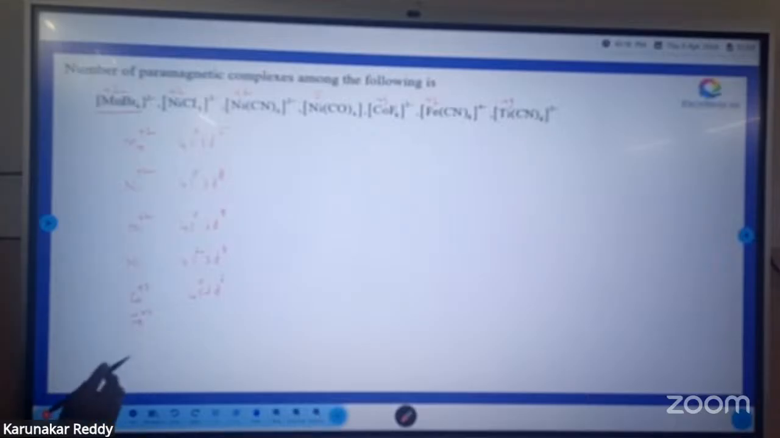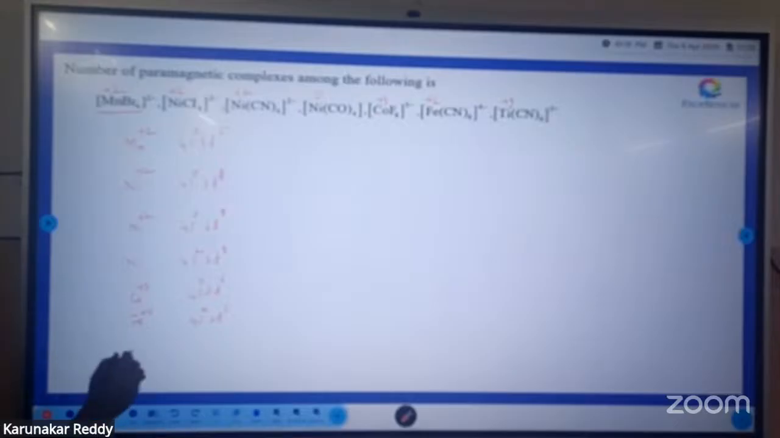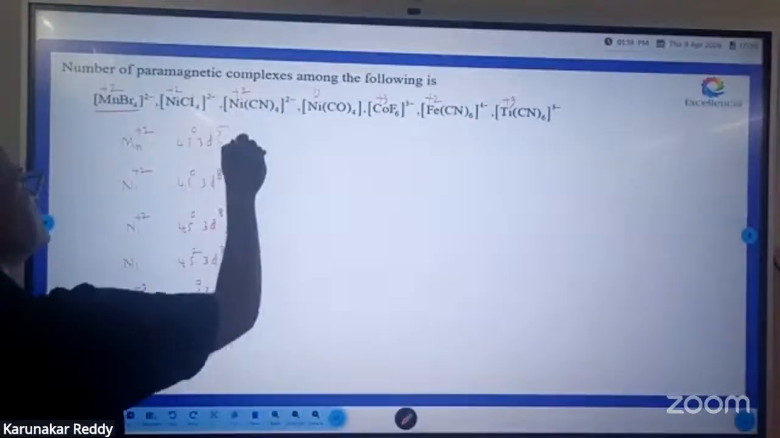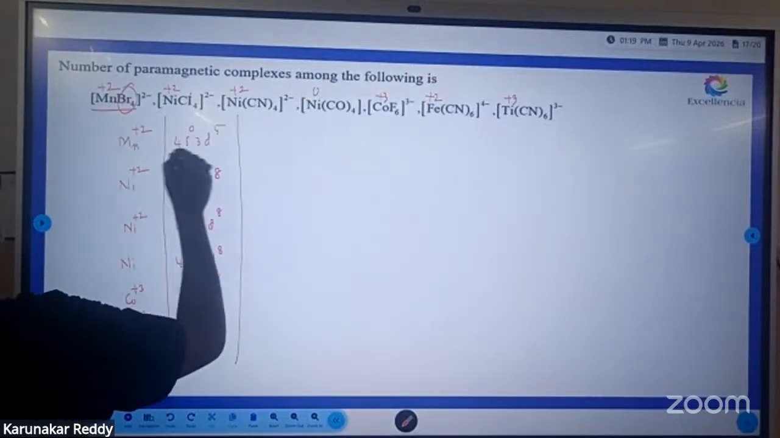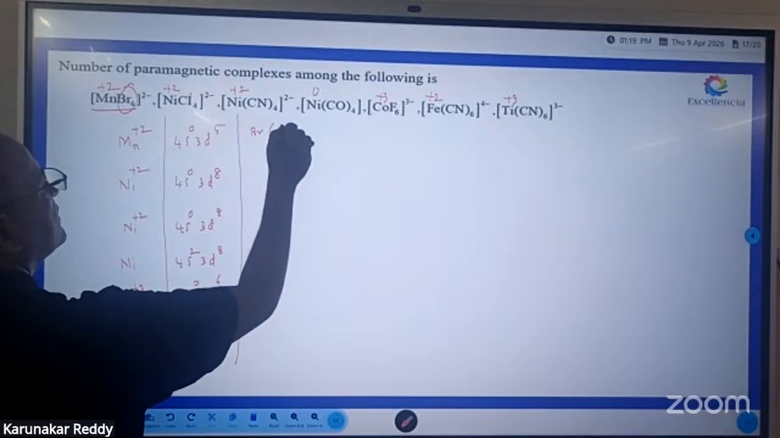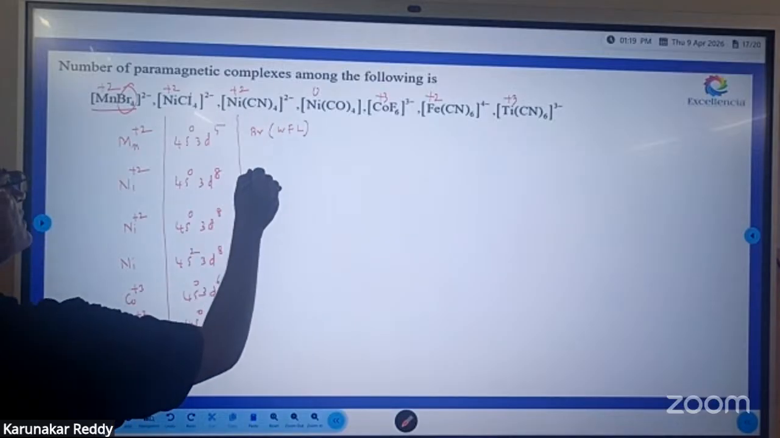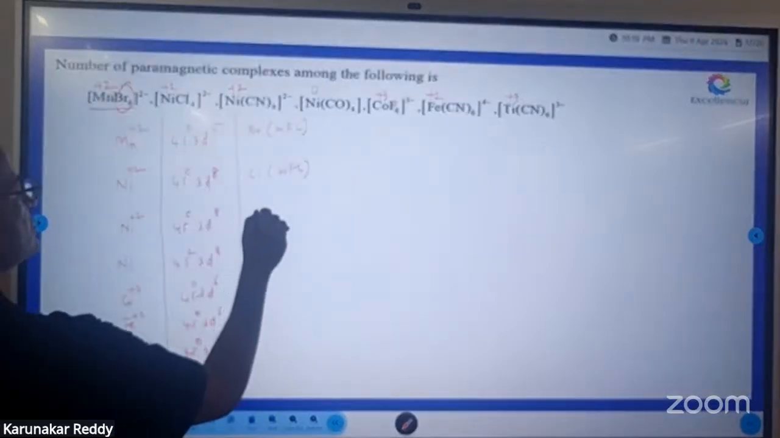Fe +2 it is. Fe +2 means 4s0 3d6 only, 3d6. And titanium +3, it's a 4s0 3d1 is the electronic configuration. But when you see the ligands, so bromine is there, it's a weak field ligand. Cl is also a weak field ligand. Then cyanide is a strong field ligand.